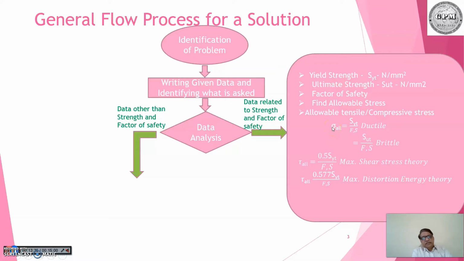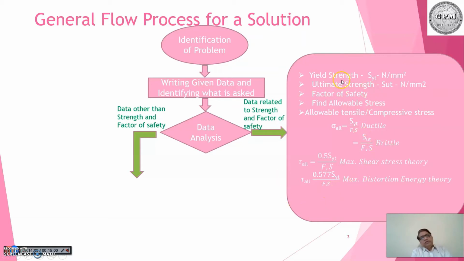This is tensile stress. Tensile or compressive, we are using sigma. And allowable shear stress: if you want to solve the problem with the maximum shear stress theory, again you have to multiply this by 0.5. It is 0.5 of SYT upon factor of safety. And for distortion energy theory, tau allowable is equal to 0.577 of SYT upon factor of safety.